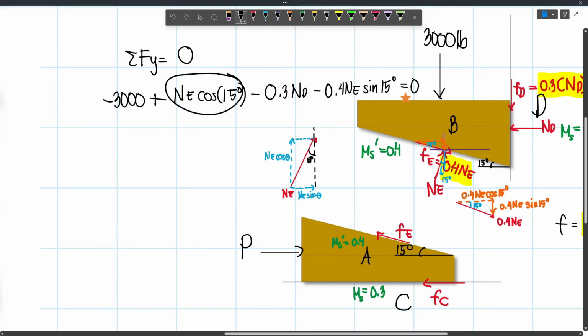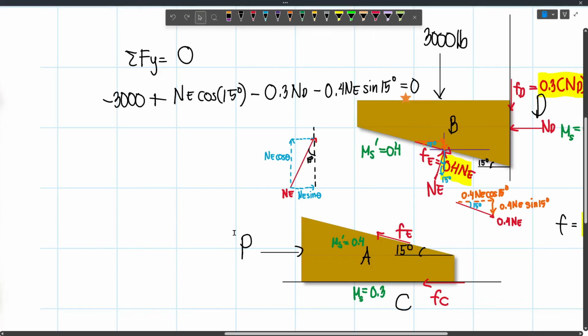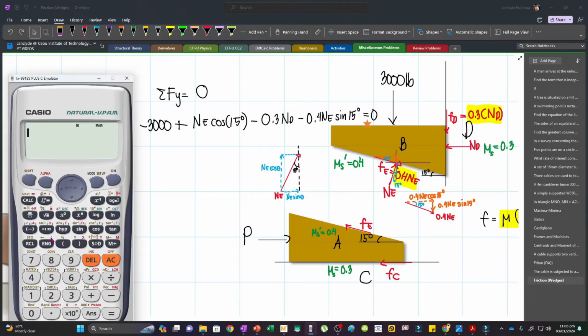Now we can join this one and also this one because it has a common term NE. And so let's try to do that. Plugging in the coefficients, we have cosine 15 for this one, and then minus 0.4 sine 15. And so we have this expression.